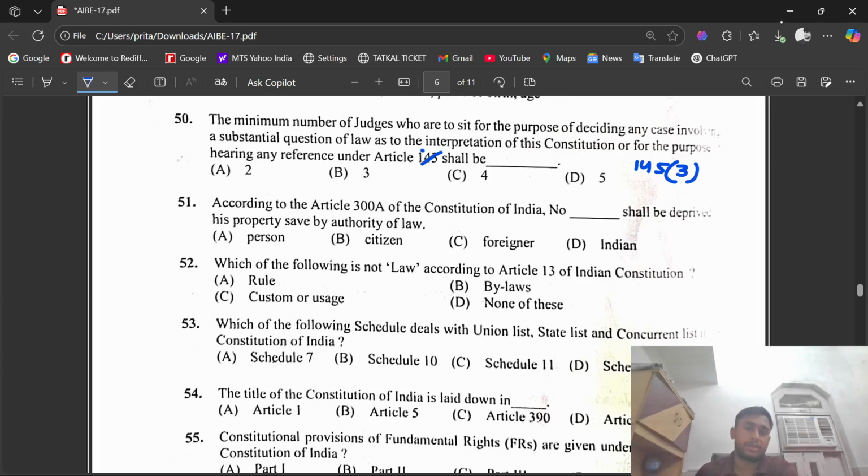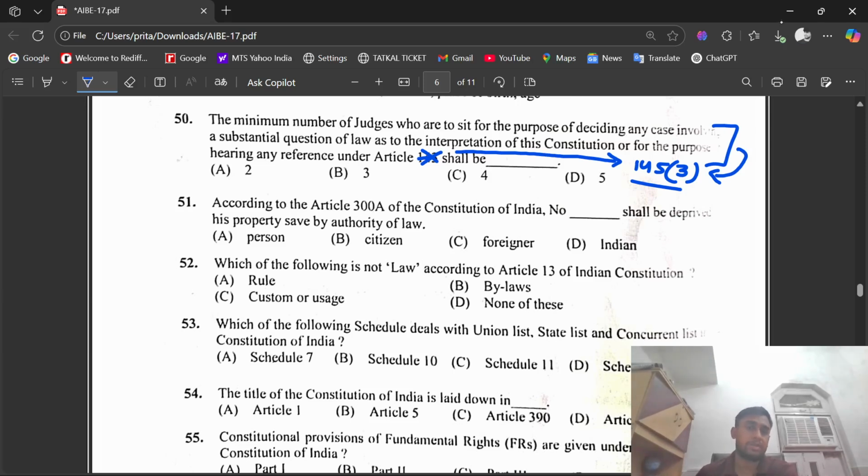So in place of this, that will come, because in this section it is the language. So the language we will see in this section, and 143 basically talks about the consideration of the president while taking the advice of the honorable Supreme Court. So now cut this and put this, and then we will read this section one more time.